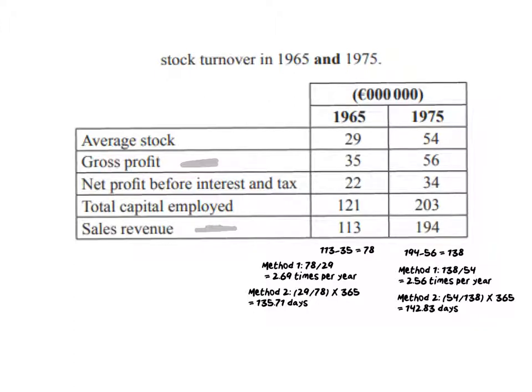So that tells us that in 1965 they had a better stock turnover than in 1975, because in 1965 they turned over more stock and they did it faster within the year. So they did it every 135, just over 135 days, rather than 1975, where it was actually longer, at 142, just over.